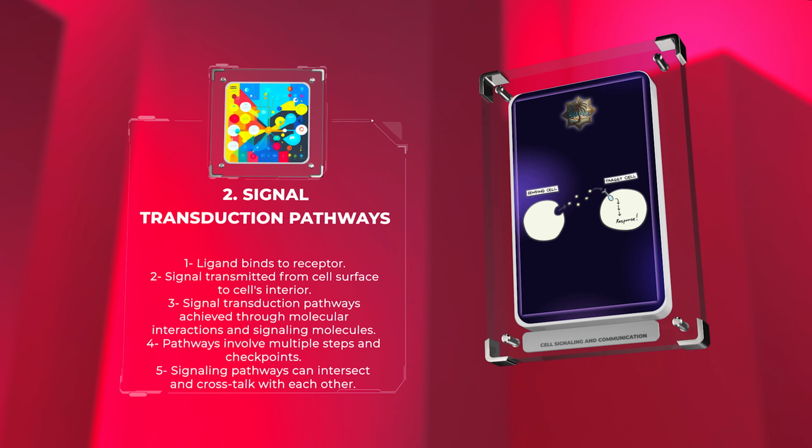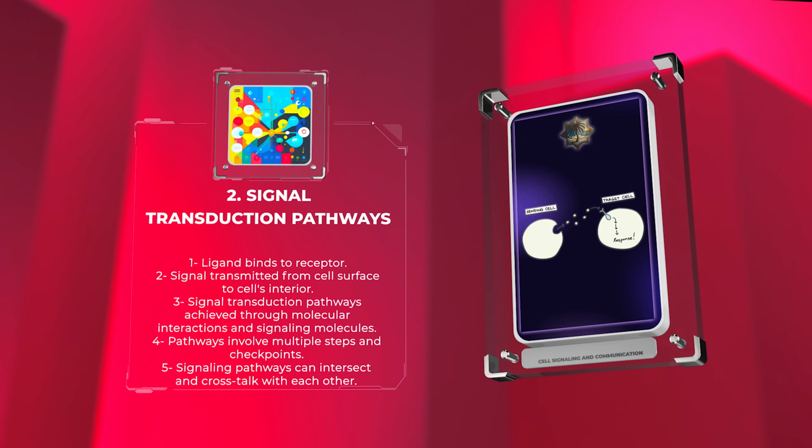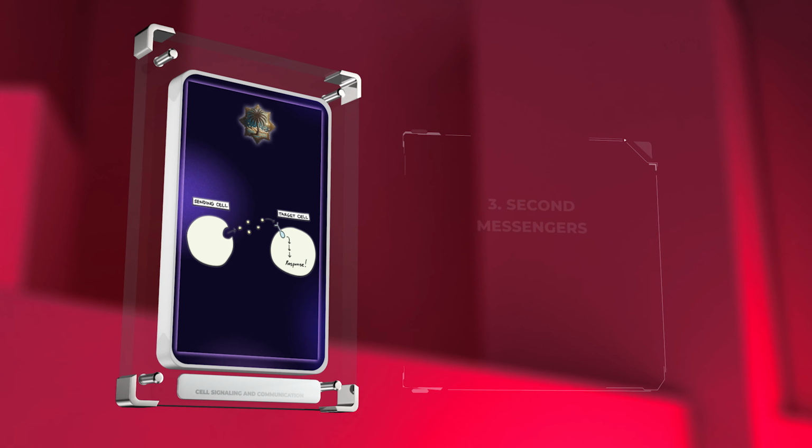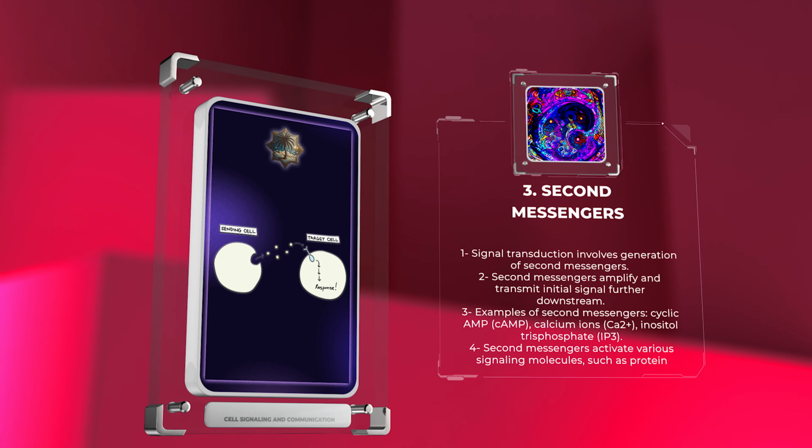Different signaling pathways can intersect and crosstalk with each other, creating a complex network of communication within the cell. In many cases, signal transduction involves the generation of second messengers. Second messengers are small molecules or ions that amplify the initial signal and transmit it further downstream.